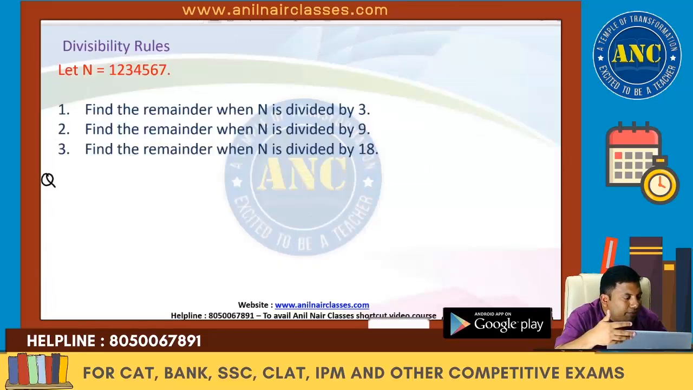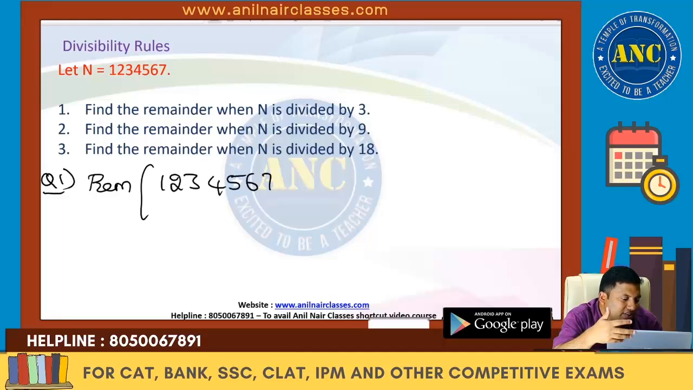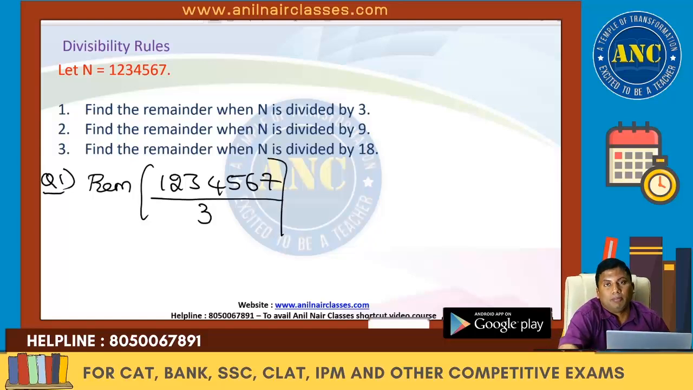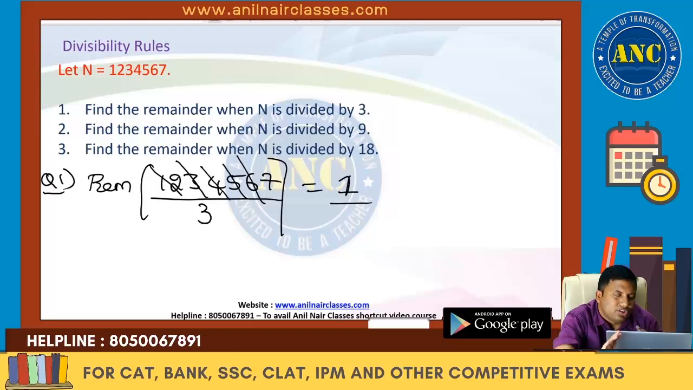Question 1. Find the remainder when a number is divided by 3. 1, 2, 3, 4, 5, 6, 7 when divided by 3. Sum of the digits should be divisible by 3. So take the sum of the digits, wherever it is 3, scratch it off. 1 plus 2, 3, cancel. 4 plus 5, 9, divisible by 3. 6 is divisible by 3. 7 divided by 3, 3 2s are 6, remainder 1. I hope the idea is clear.